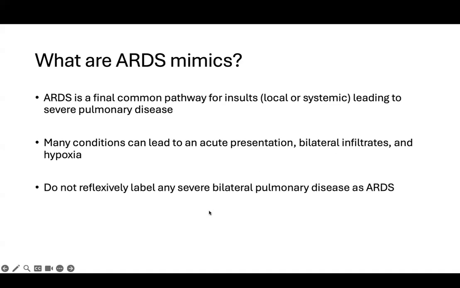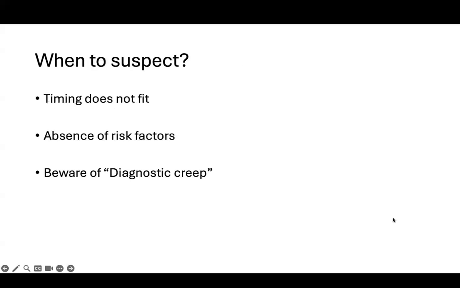So the most important thing to do as clinicians is to not reflexively label any severe bilateral pulmonary disease as ARDS. That is one of the worst things that can happen to a patient, because we'll talk about the benefits of not doing this. The other important thing is there's no standard definition of ARDS mimics. I'll talk about this when we look at some examples of ARDS mimics. So when do we suspect it? We saw that the ARDS Berlin definition has a time frame of 1 week.